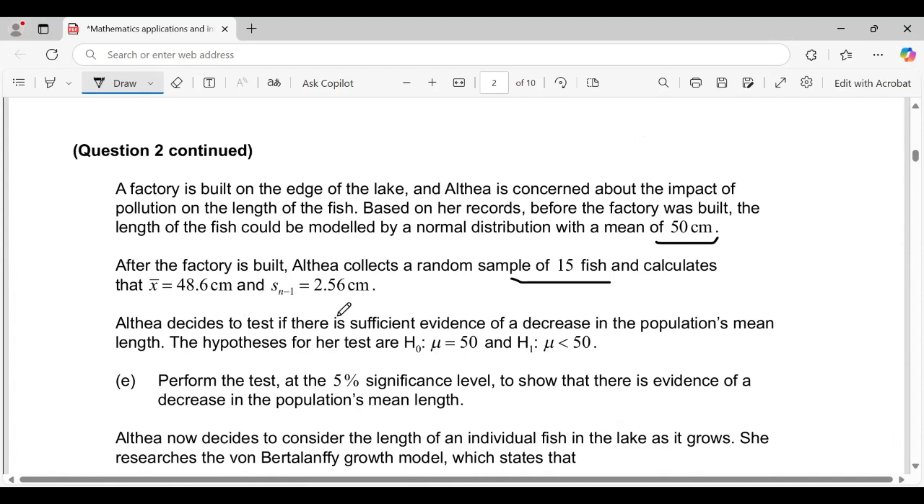Althea decides to test if there is sufficient evidence of a decrease in the population's mean length. The hypotheses for her test are null hypothesis mu equal 50 and alternative hypothesis mu less than 50. Perform the test at the 5% significance level, so alpha equal 5% or 0.05, to show that there is evidence of a decrease in the population's mean length.